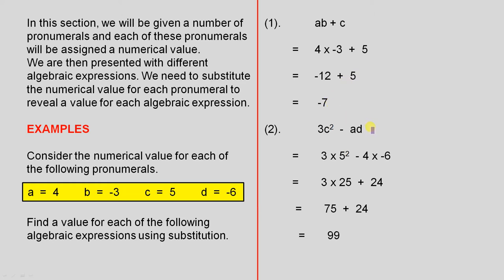Number 2, 3c squared minus AD. We have to note here that C is the pronumeral that is squared. The 3 is not squared. So it's 3 times 5 squared. Now minus A times D, which is minus 4 times negative 6. So that's 3 times 25, because 5 5s are 25. Now, negative 4 times negative 6 is plus 24 from the rules we learnt earlier. 3 times 25 is 75. There's our 24, so the answer is 99.